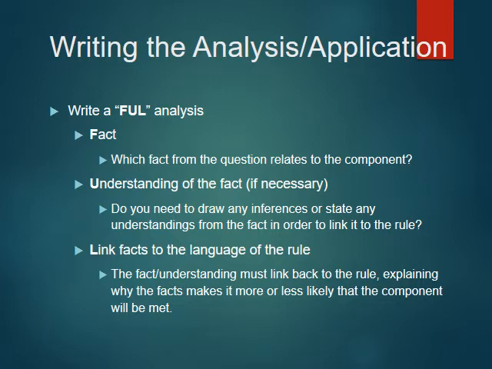And an understanding of the fact, if necessary, is what I want to emphasize here in a very rudimentary, almost silly sense. The wincing that individual undertook when the ball was thrown at them needs to be explained. Wincing isn't an element of assault. If you look at any restatement, it doesn't say wincing. It's an anticipation of imminent harmful or offensive contact. Wincing is evidence of such anticipation, but draw the connection.